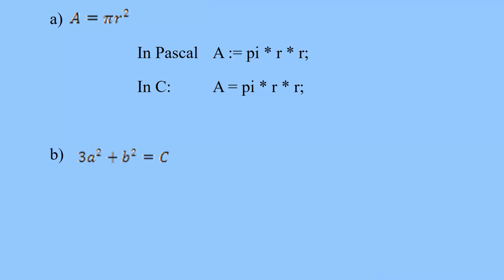What about this other expression? 3a squared plus b squared plus a equals c. We write it in Pascal as follows.